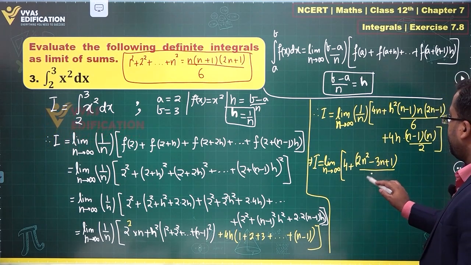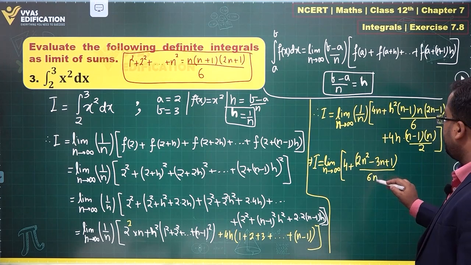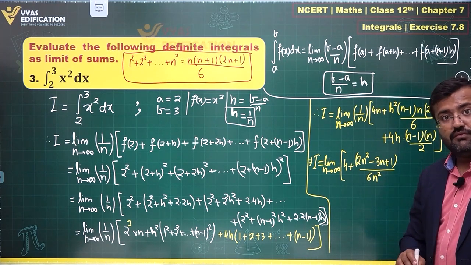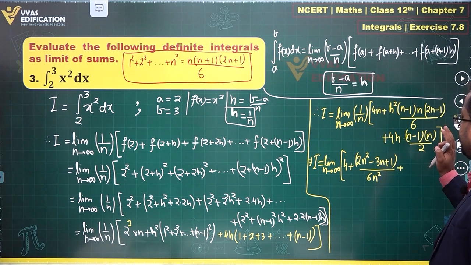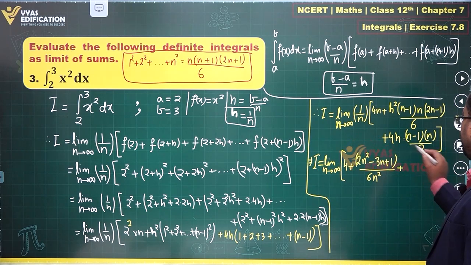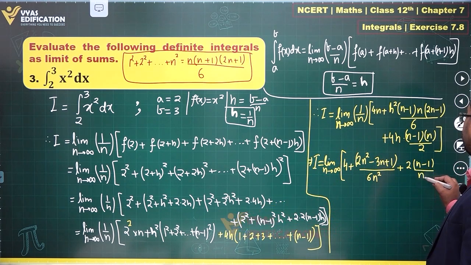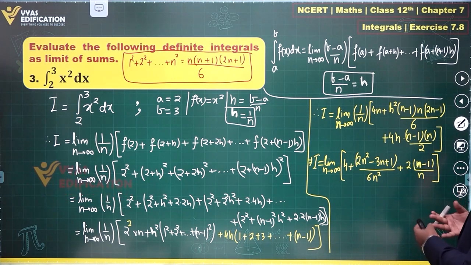what do we have? Here is a 6 in the denominator. h square was 1 by n square. This 1 by n gets cancelled with this. So you get an n square in the denominator. Right? What else? Plus 1 by n and this n will get cancelled. 4 into 1 by n times this. So what do you get? 4 by 2 is 2. n minus 1 upon n is what I get from here. Right? This is what I get. Is that okay? Yes, that looks simple.